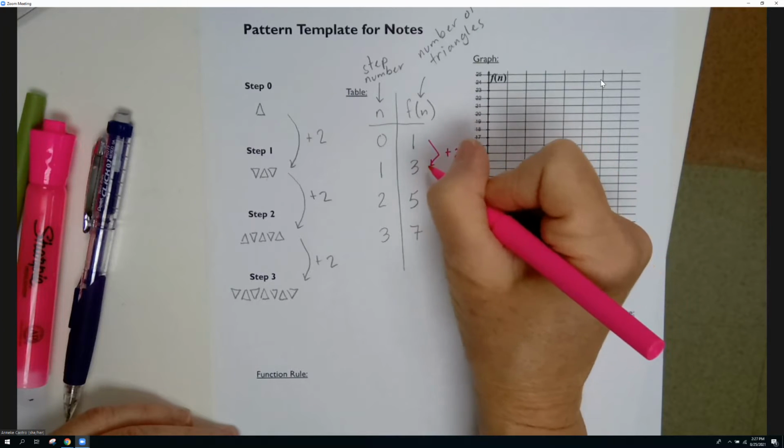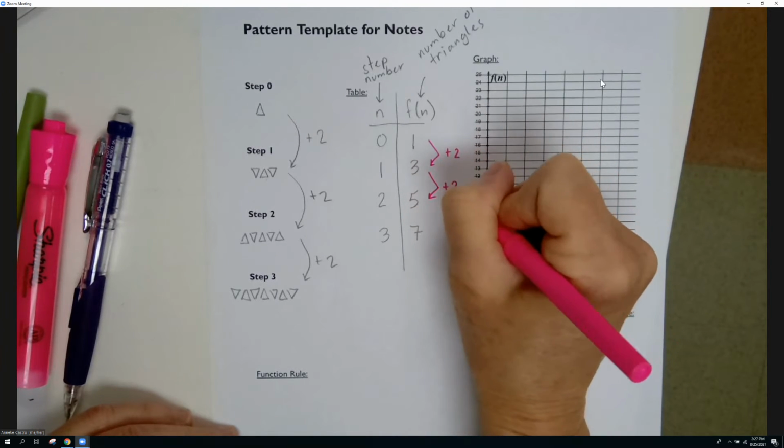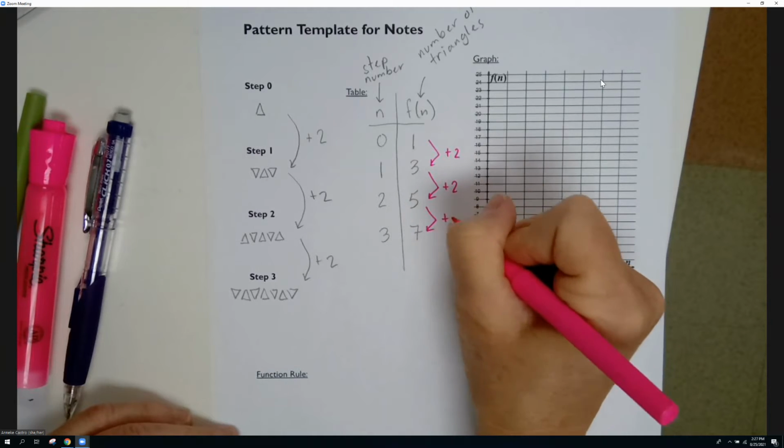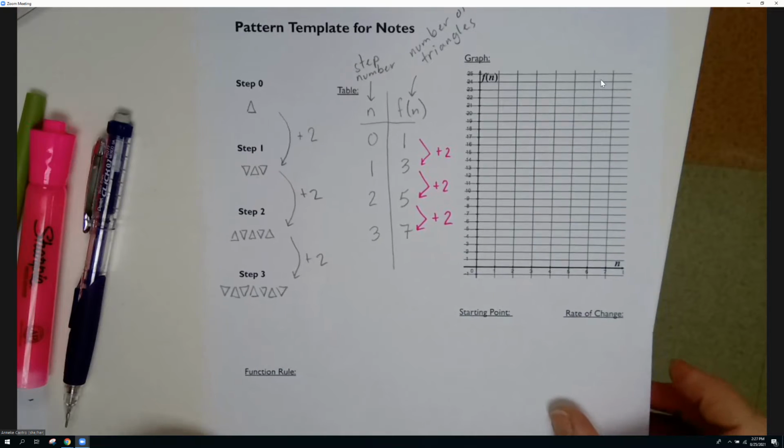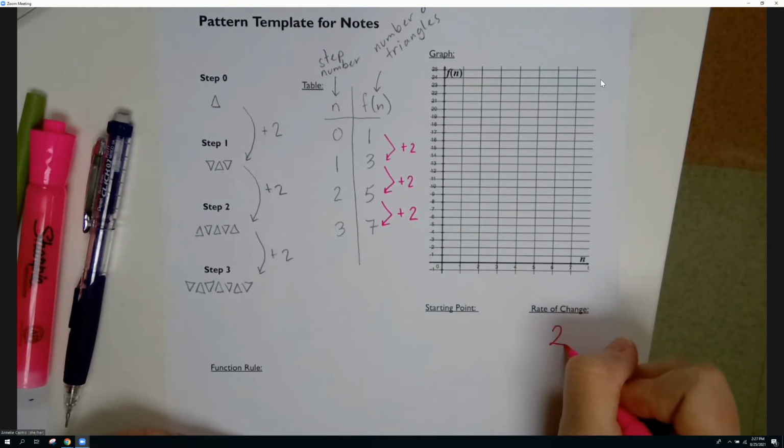I'm adding 2. 1 plus 2 is 3. 3 plus 2 is 5. 5 plus 2 is 7. So that is my rate of change. My rate of change is positive 2.